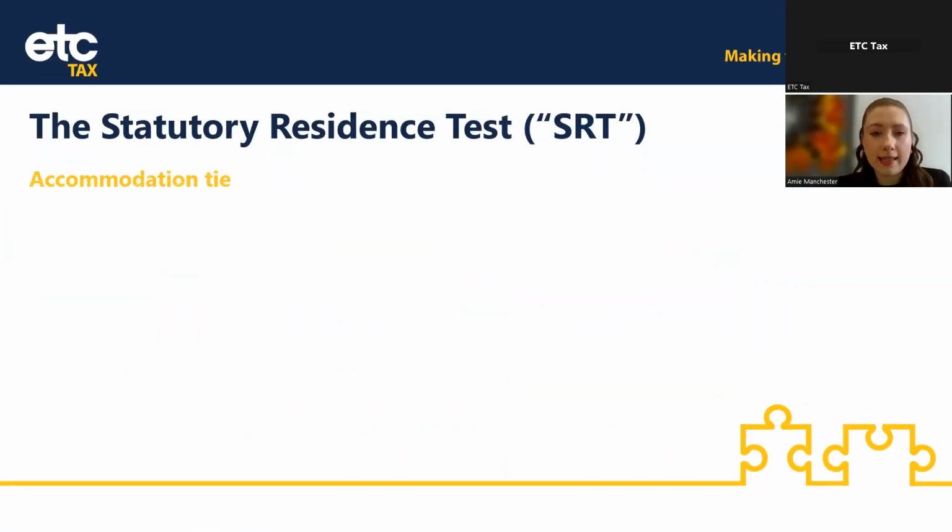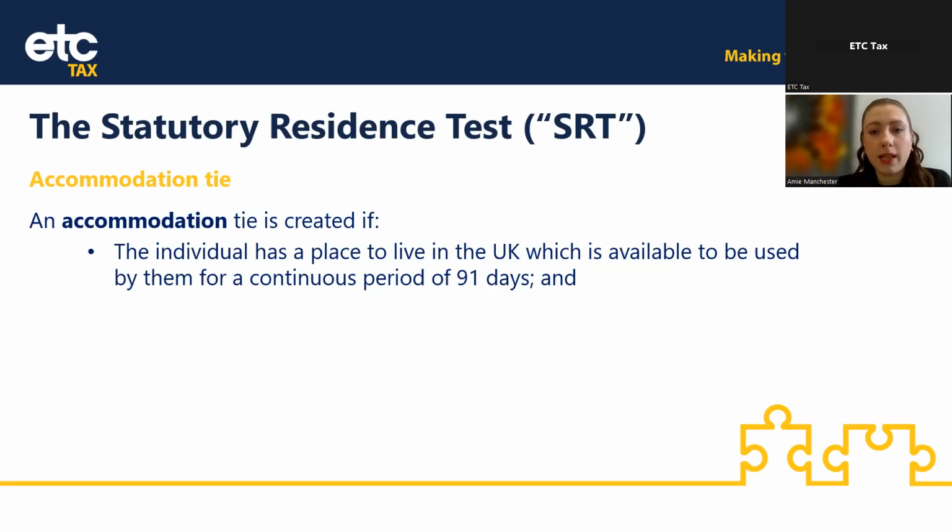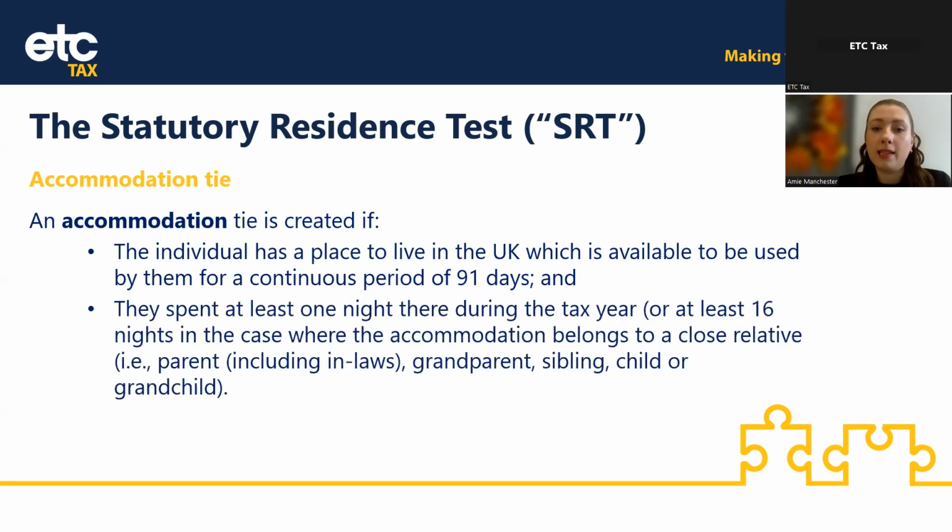Next tie is the accommodation tie. So an accommodation tie is created if the individual has a place to live in the UK, which is available to be used by them for a continuous period of 91 days. And they spend at least 1 night during the tax year present in that accommodation.